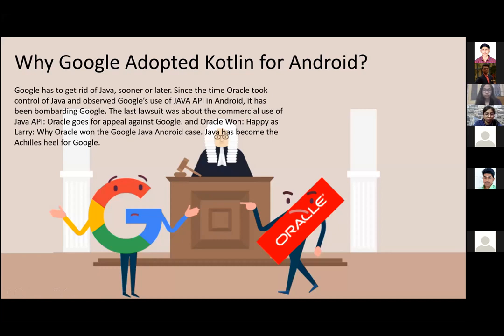Android is a platform, an operating system owned by Google, and Java is a language developed and owned by Oracle. So Oracle started monitoring the things being used by Google for their application. It became a dispute between those two companies, and they went to court, and finally Oracle won the case. As a result, Google preferred using Kotlin.